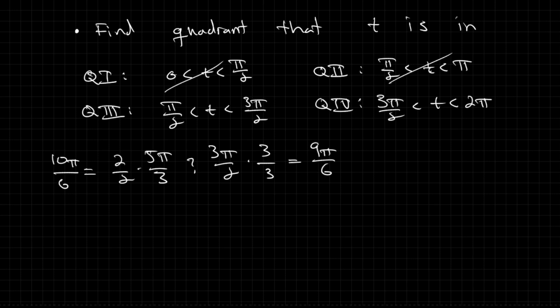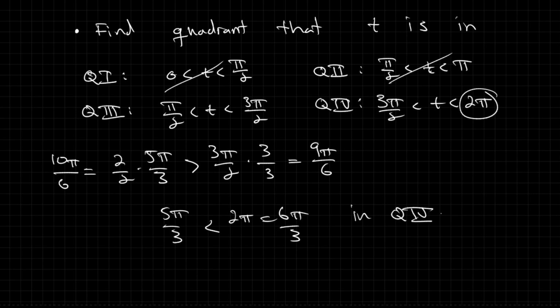And so this is not less than 3 pi over 2. It's bigger than 3 pi over 2. And it is going to be less than 2 pi because 2 pi is 6 pi over 3, and 5 pi over 3 is less than 6 pi over 3, and so we are in quadrant 4.